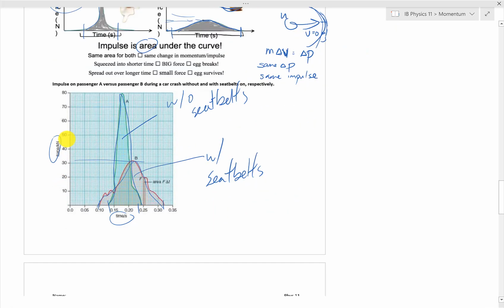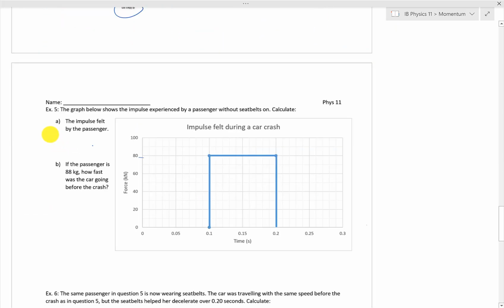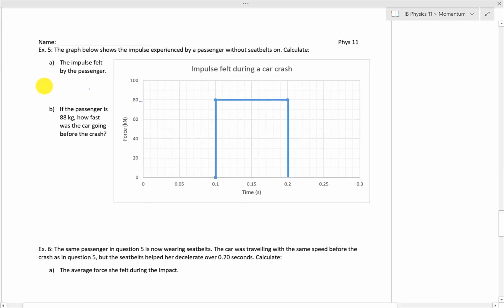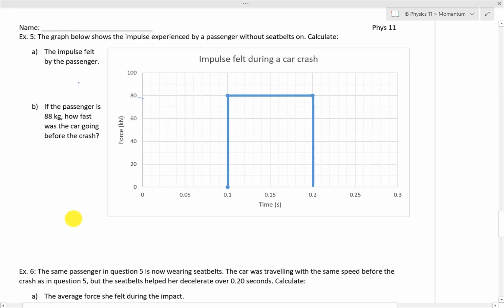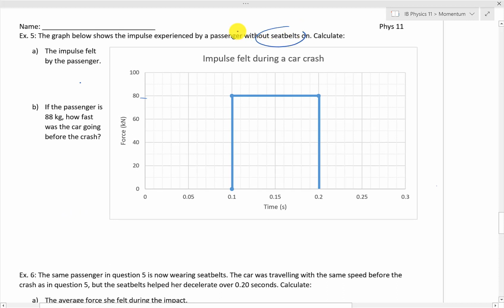Now, let's apply what we just learned to a question here. And again, I'm going to do question 5. You're going to do question 6. Question 5 is a passenger without seatbelts. So here I've simplified our graph above into a rectangular shape, so it's easier for us to calculate. So it's just a model. It's probably not very accurate. So the graph below shows the impulse experienced by a passenger without seatbelts. Calculate the impulse felt by the passenger.